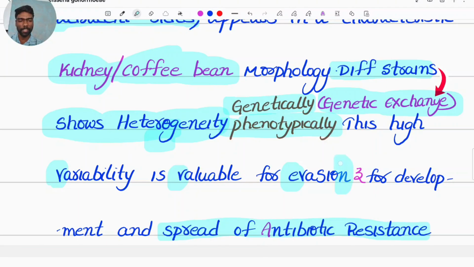What is meant by evasion? E for evasion, E for it escapes recognition by the immune system. Anyhow it escapes from our immune system. That is nothing but evasion. Why? It has high variability both genetically and phenotypically, because it is involved in extensive genetic exchange, either by means of transformation or conjugation, whatever it is. If antigens are varying, our immune cells can't recognize them.